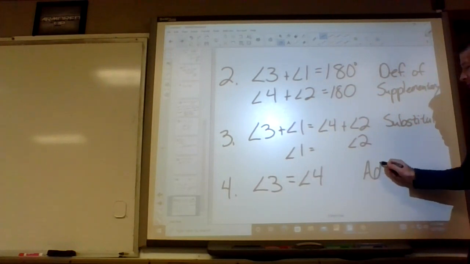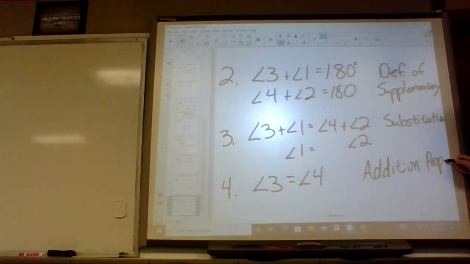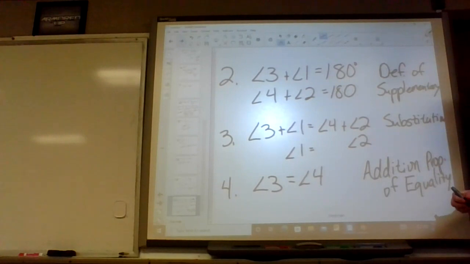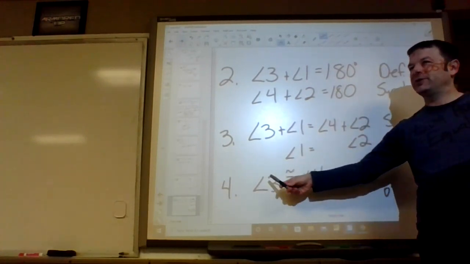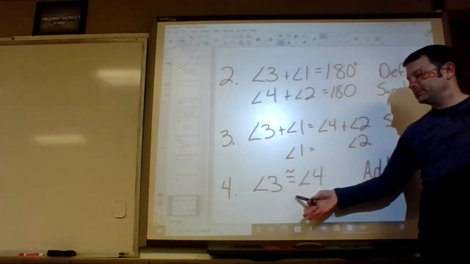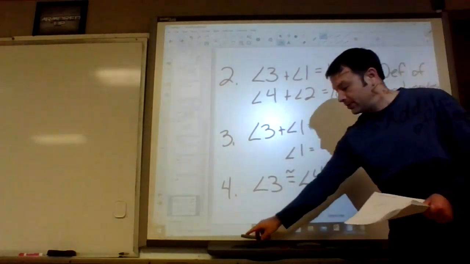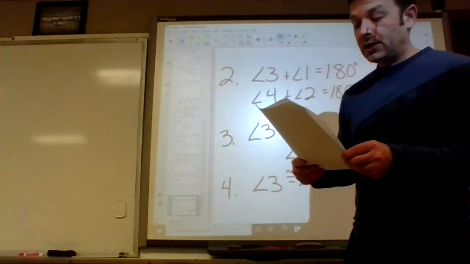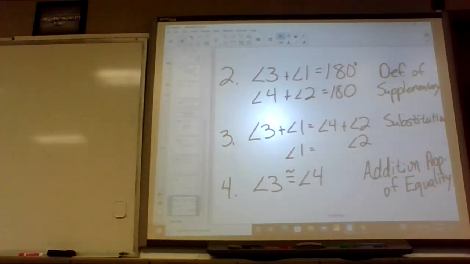And what did we use? Addition property of equality. And we got what we're trying to prove. Technically, we're trying to prove they're congruent. Like I said, I kind of skipped the measurements are equal and just say if they're equal, they are congruent. But anyway, that's what we're trying to prove. Number 19, that was the hard part. We're done with the proof.